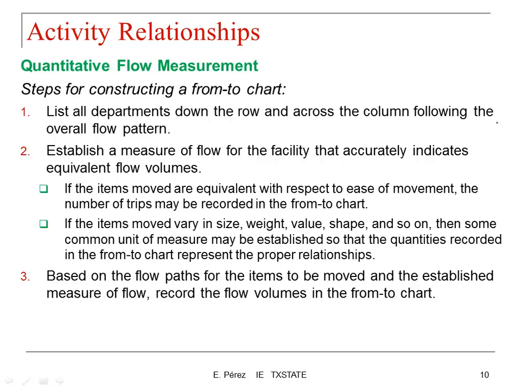equivalent flow volumes. If the items moved are equivalent with respect to ease of movement, the number of trips might be recorded in the from-to chart. If they vary in size, weight, value, shape, and so on, then some common measure may be established so that the quantities recorded in the from-to chart represent the proper relationship. So again, having an equivalent type of unit is important.